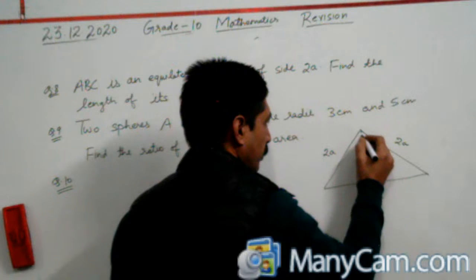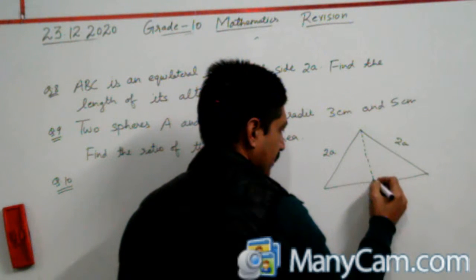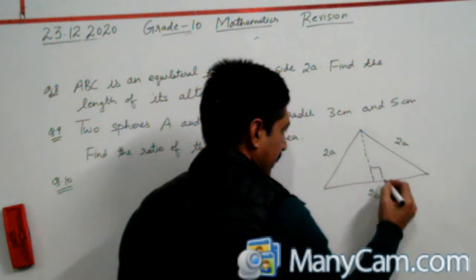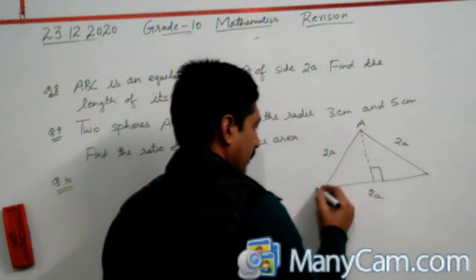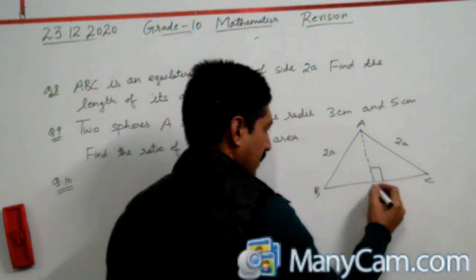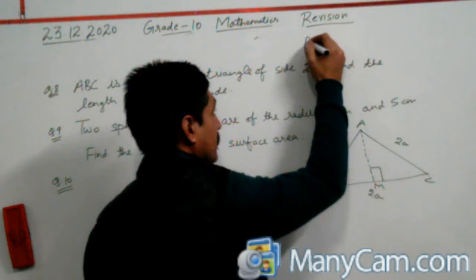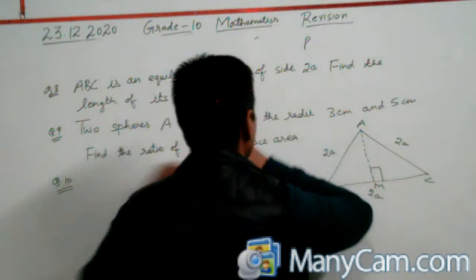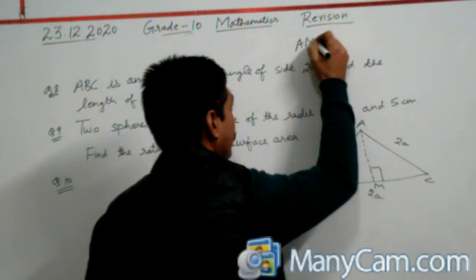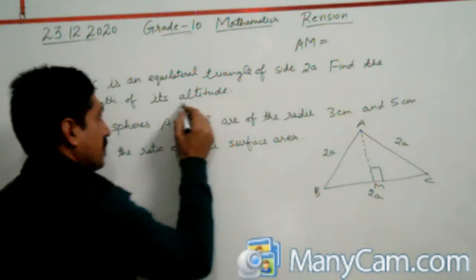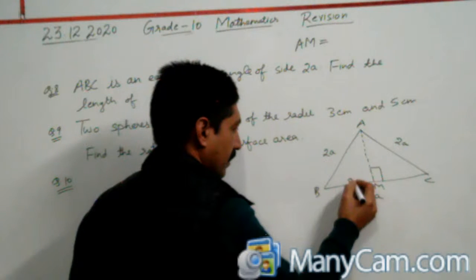The altitude here is always making 90 degrees, right? If the triangle is A, B, C, and this is M here, we are interested to find the AM. What is this AM? We have to find AM, the altitude. So here this length BM is a, right?